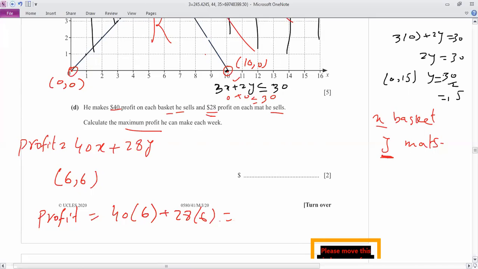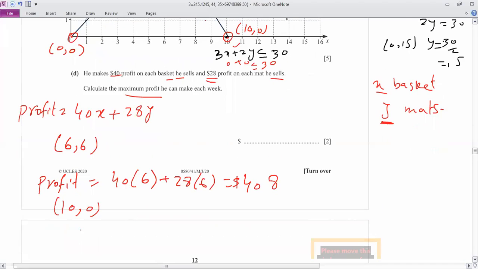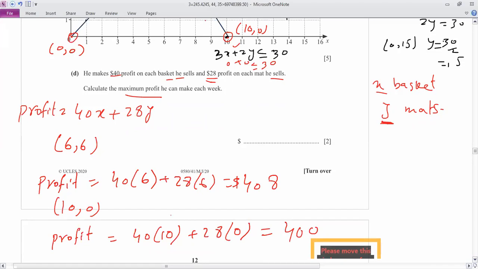Sir, it's $408. Okay, check with 10, 0. For each, I will check what is the profit. Profit is 40 into 10 plus 28 into 0. That will be 400. And then check with 0, 0. Obviously with 0, 0, it will be 0. So when is the maximum profit? Maximum profit is $408. $408 is the maximum profit.